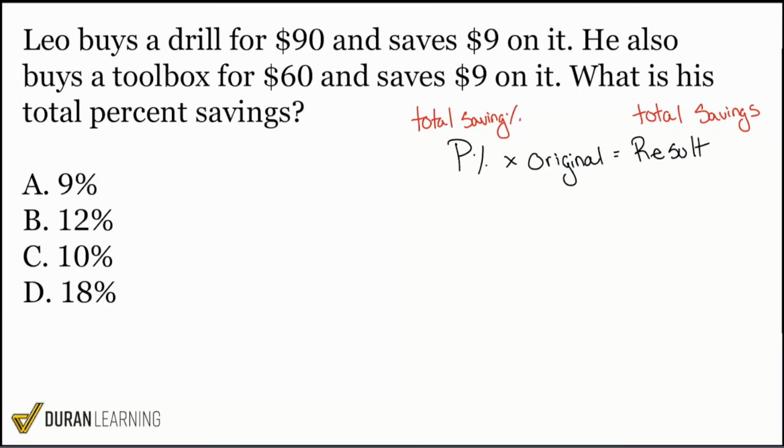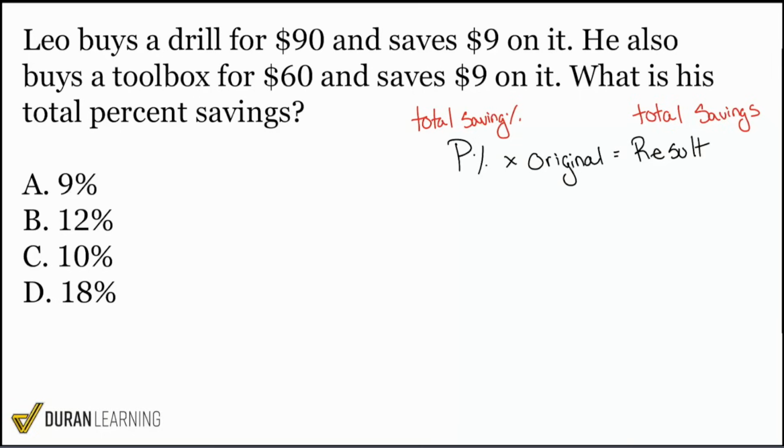And there we are. The reason that we cannot write or find the percentages individually is because one percent is going to apply to the drill and the other percent is going to apply to the toolbox. You cannot say that a percentage of a drill plus a percentage of a toolbox combined together makes sense. It doesn't, because you're talking about different pieces of different things. So that's the idea there.